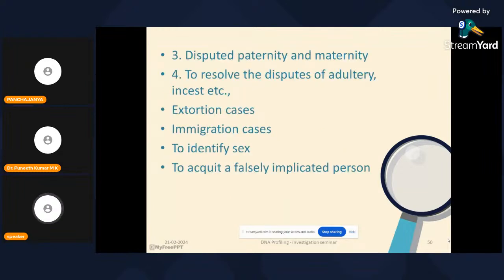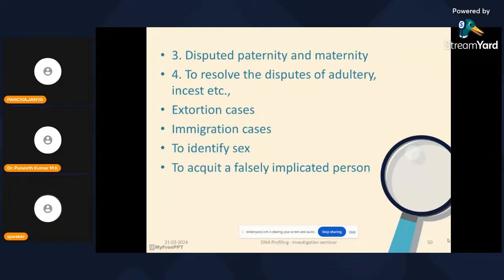And in disputes, that is maternity and paternity, which have been given as examples in the last slides. And to resolve disputes of adultery, incest, etc. And in migration cases, to identify the sex, and in false implicated persons also, it is helpful for identification.